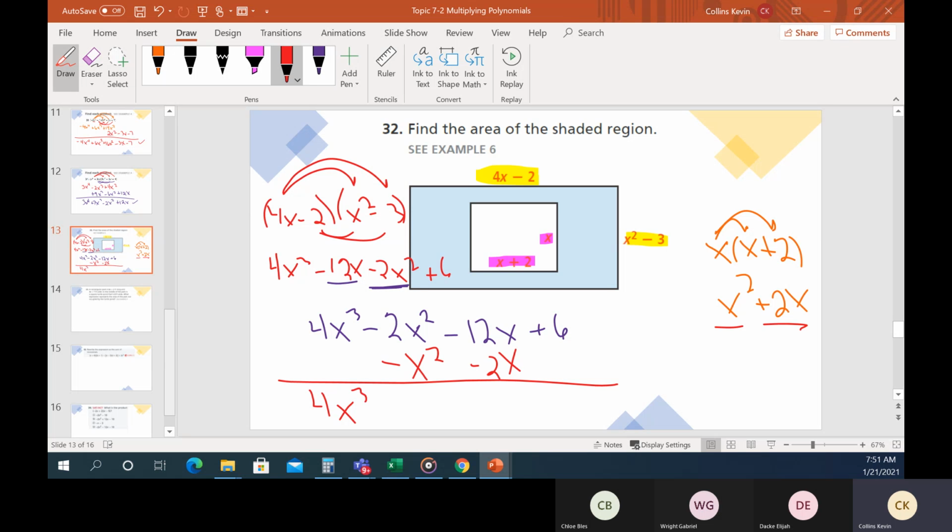4x to the 3rd, we have minus 1 and minus 2, that's minus 3x squared. Then we have minus 12 and minus 2, that's minus 14x, and then bring the plus 6 down. And that's your answer. Okay, so really all it was doing two multiplication problems and then subtracting them from each other. And that's it.